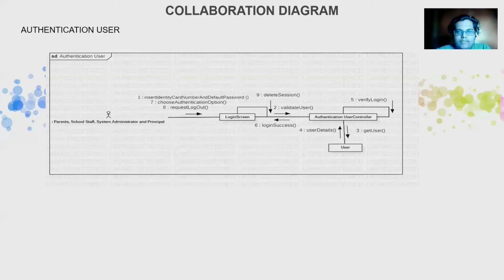Next, let me start with the collaboration diagram for authentication user. It starts with parent, school staff, system administrator, and principal. First, insert identity card number and default password, and then validate user, get user, user detail, verify login, login successful, and then choose authentication option, request logout, and delete session. The transition goes by the arrow one.